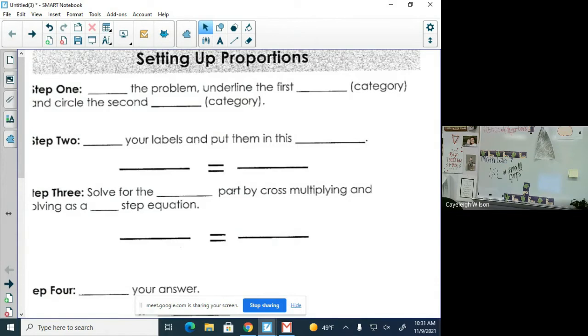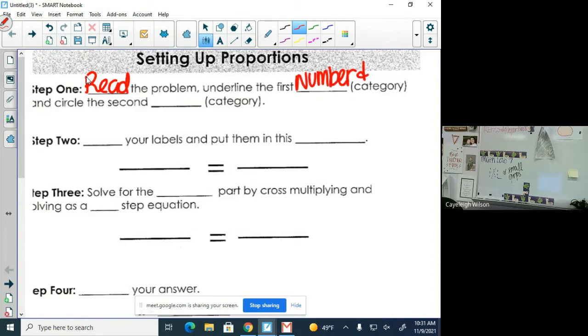All right, so step one for setting up proportions. You're going to read the problem, obviously. And you're going to underline the first number and label. So what I mean by that is, is it 3 hours? Is it 5 oranges? Is it 6 miles? Okay, is it $4? You're going to underline the first number with the first label. And then you're going to circle, underline the second number and label.